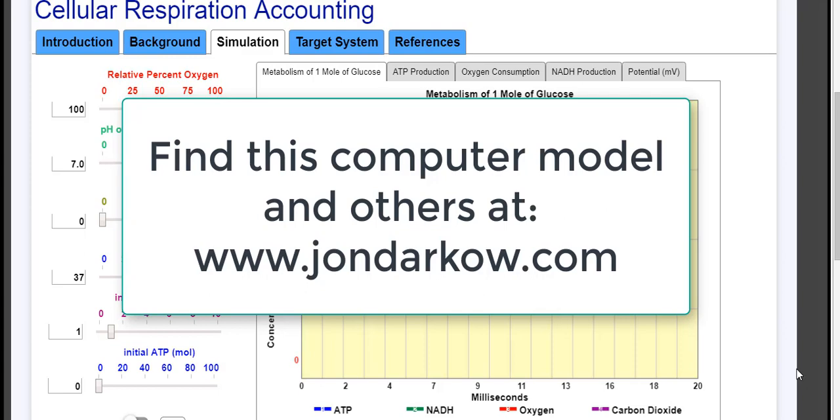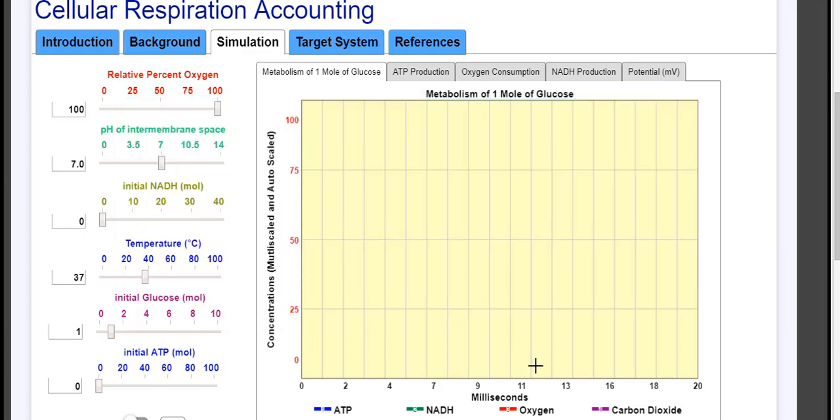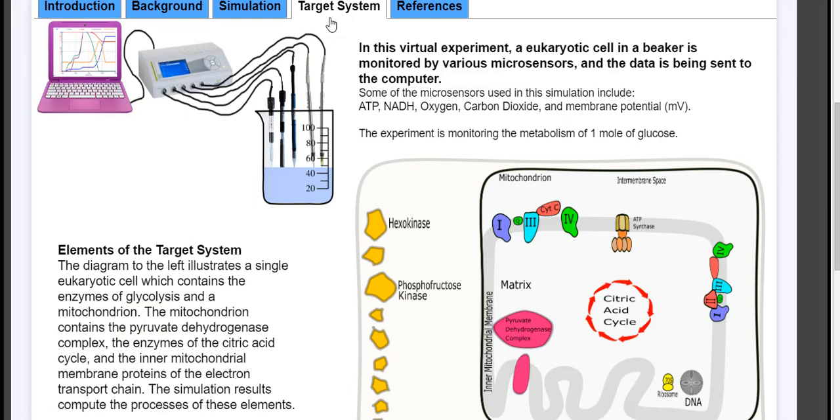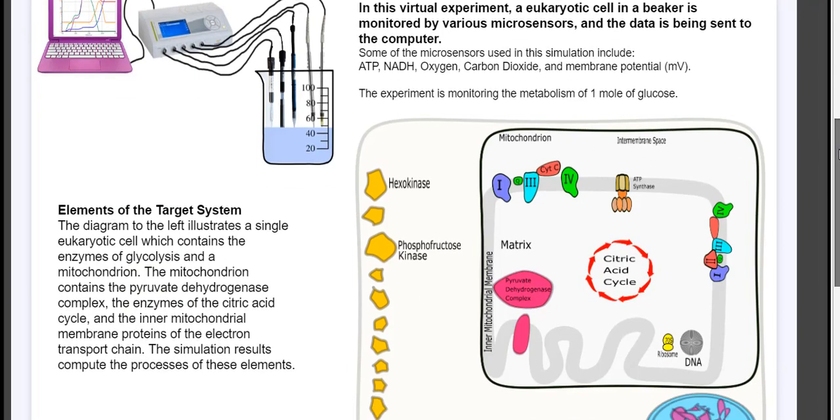In this video, I'm going to show you how to use my cellular respiration accounting model. I built this model to help my students understand how cellular respiration works and the flow of matter and energy through a eukaryotic cell. This is the basic interface. These are sliders that you can manipulate, and I have a button down here that you can also manipulate.